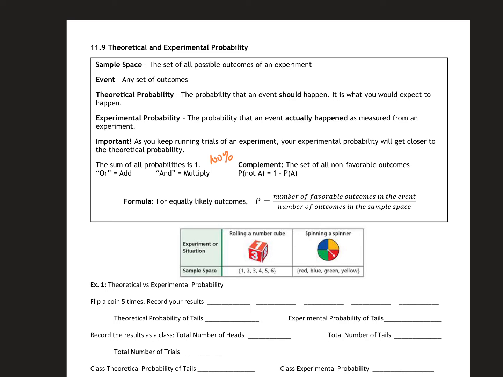Or is add and is multiply. So some words that you see here. Complement is the set of all non-favorable outcomes. So it's the probability of not A, and that's equal to 1 minus the probability. So pretty much this is everything except what I want. And the formula for likely outcomes is the probability equals the number of favorable outcomes over the number in your sample space. So that's kind of the formulas we're going to use here.